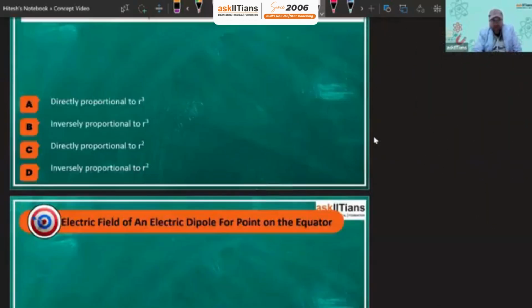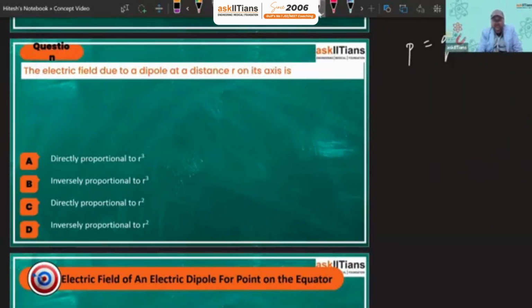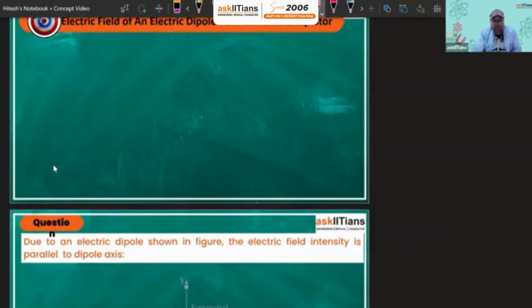All right. So we have already seen that the electric field due to a dipole at a distance r on its axis is inversely proportional to r cube, right? For a general point charge, the electric field is inversely proportional to r square, 1 upon r square. Here it is 1 upon r cube. So that is to be considered, right?